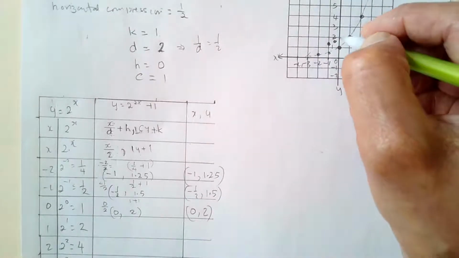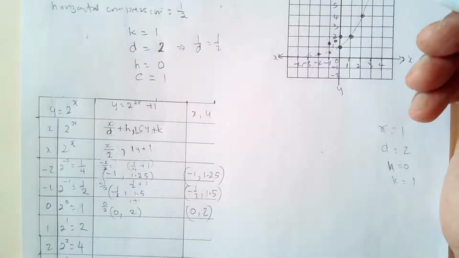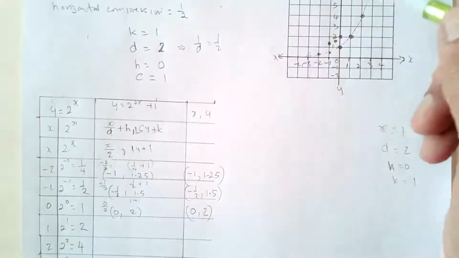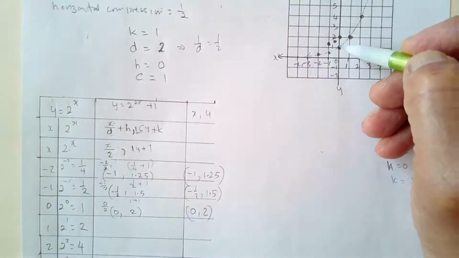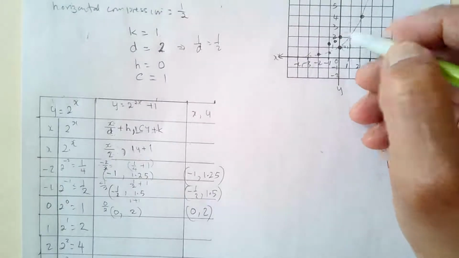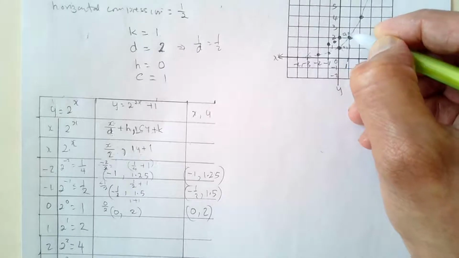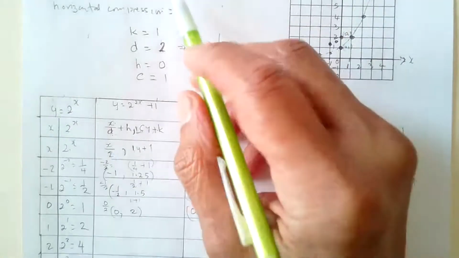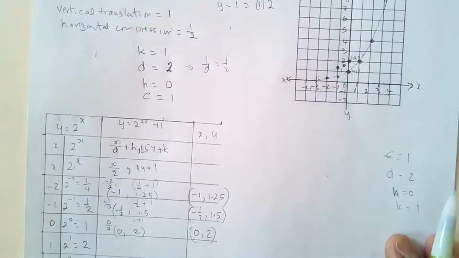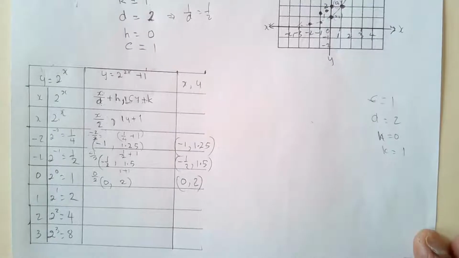X is 0, y is 2. Notice we have a vertical translation of 1, so you could have predicted it's going from 0, 1, move up 1 unit, so your y-intercept here would be 0, 2, because you're shifting 1 unit upwards from our original equation. Now let's continue.